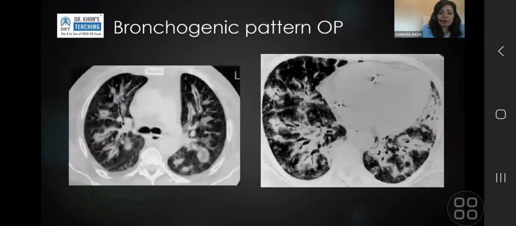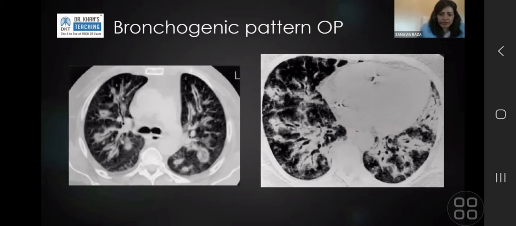Rarely you can see a purely bronchogenic pattern of OP. This is very rare and is usually seen in drug-induced or chemotherapy-induced diseases. Or opportunistic infections can sometimes mimic this, but it's purely bronchocentric. So along the bronchi, the inflammation sits. It looks very pretty on a scan. It's a very striking appearance.